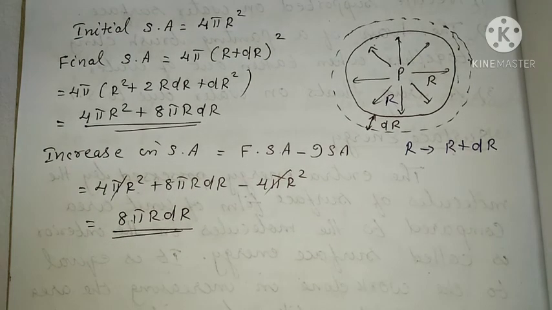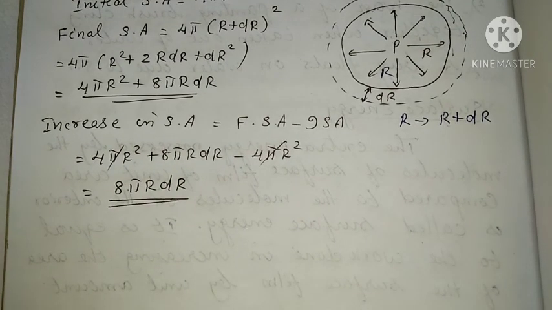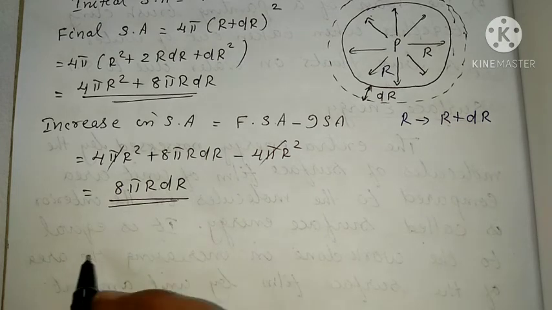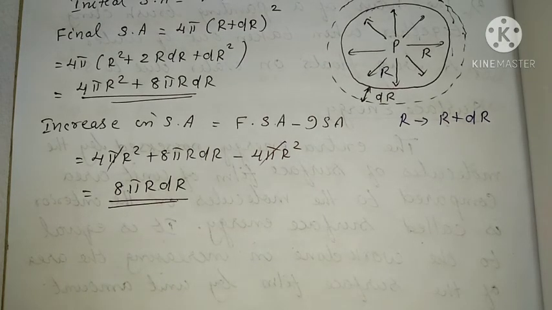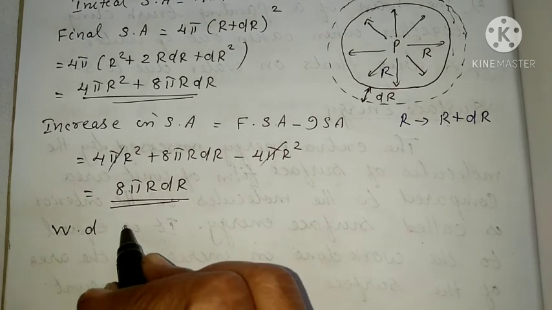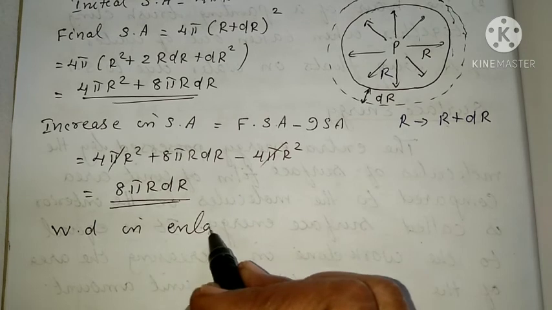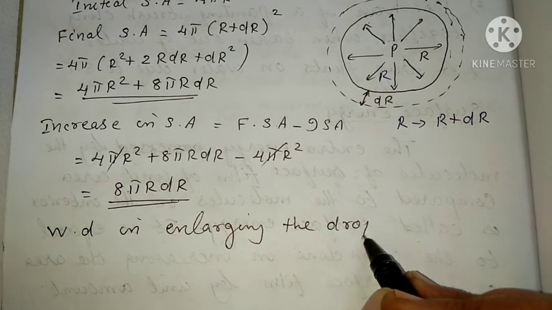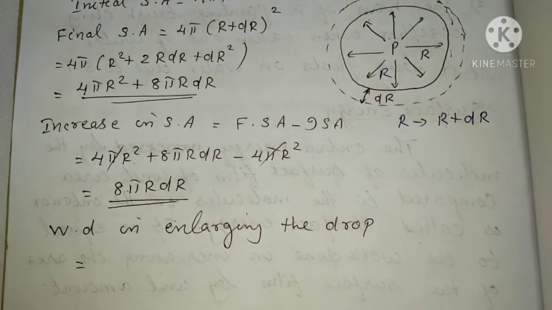To increase the surface area, we are doing some work, and that is due to the pressure. So, that work done we can find out in terms of the pressure and in terms of the surface tension. First, we can find out the work done in terms of the surface tension. So, we can write, work done in enlarging the drop is equal to the increase in surface energy.